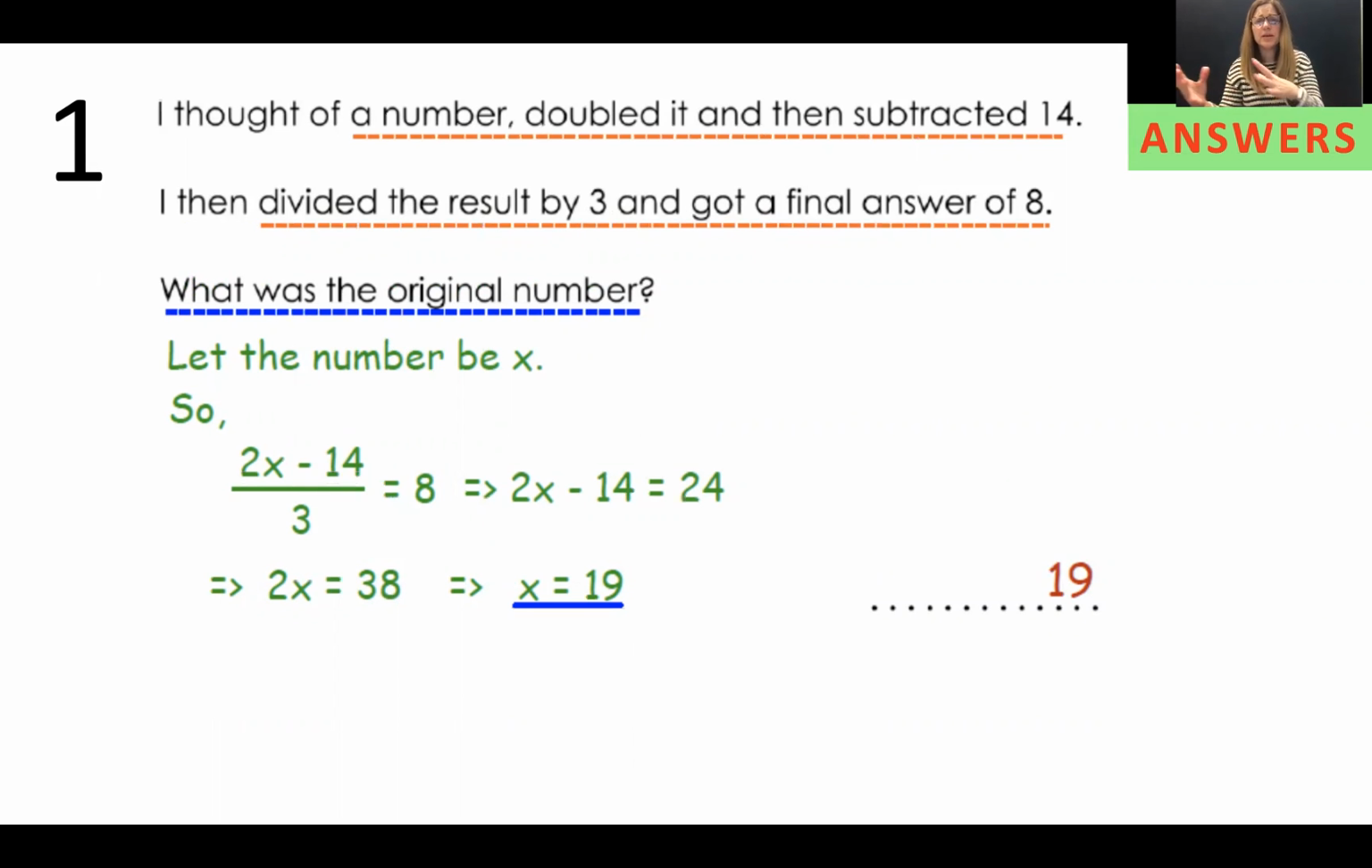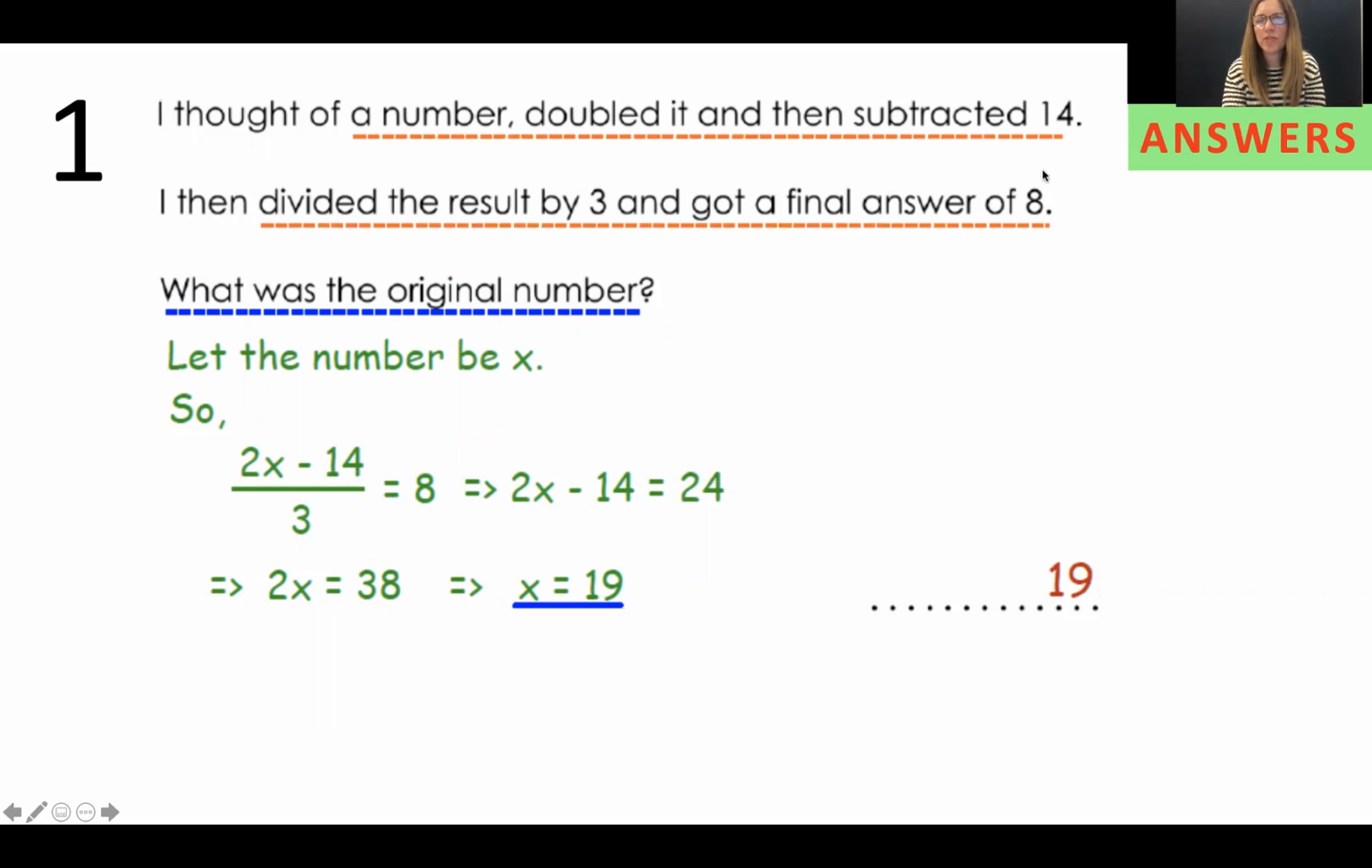Think of a number, double it, subtract 14, divide the result by 3, you get an answer of 8. Again, you can do it algebraically. You can form an equation and then you can use the balancing method to solve it. Gives you an answer of x equals 19. That's your original number. Okay, but remember, you can also do inverse operations. You can go back the other way.